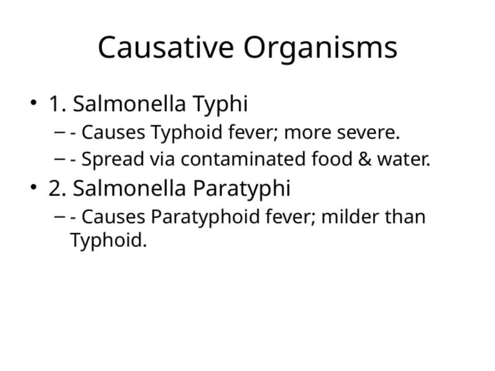Now, let's take a closer look at the causative organisms behind these illnesses. First, we have salmonella typhi. This bacteria is responsible for causing typhoid fever, which is generally more severe and can lead to serious complications if not treated properly. It spreads mainly through contaminated food and water, so maintaining good sanitation and hygiene is crucial in preventing its spread. Next, we have salmonella paratyphi, which causes paratyphoid fever.